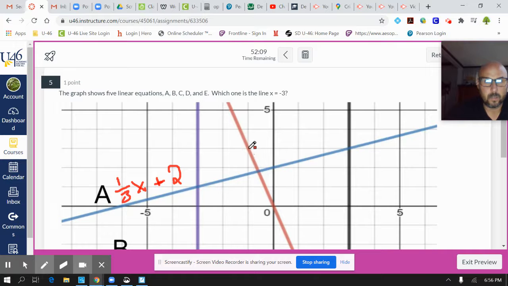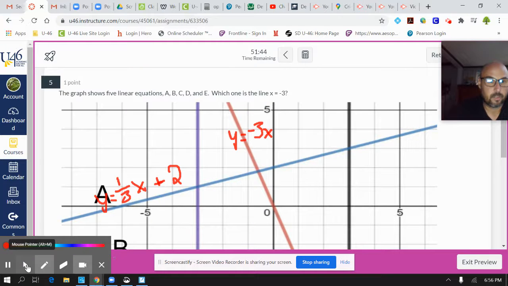What about the maroon line right here? This is going down, so it has a negative slope. It goes down 1, 2, 3 over 1, so its slope is negative 3. The y-intercept is 0. So this line is just y equals negative 3x. The other one was y equals 1/3 x plus 2.